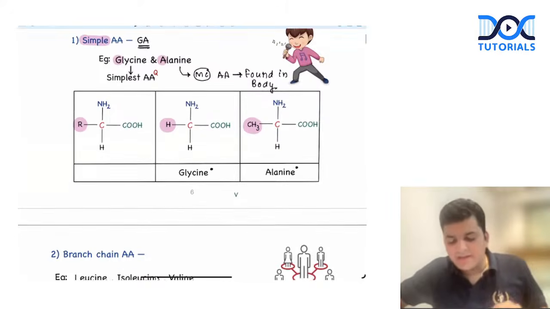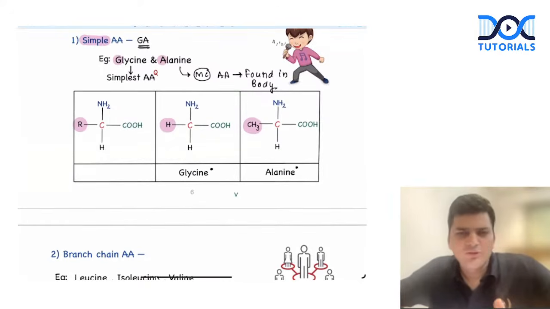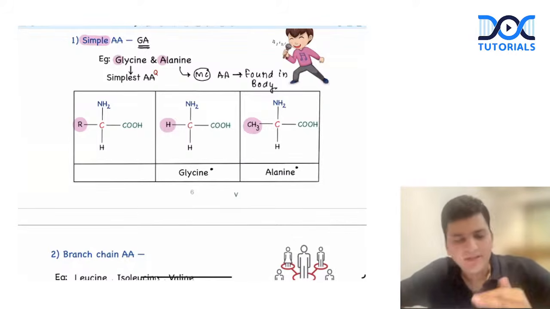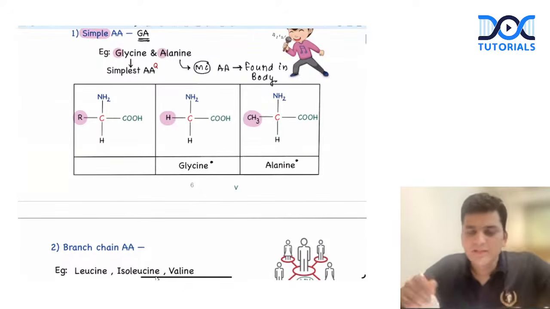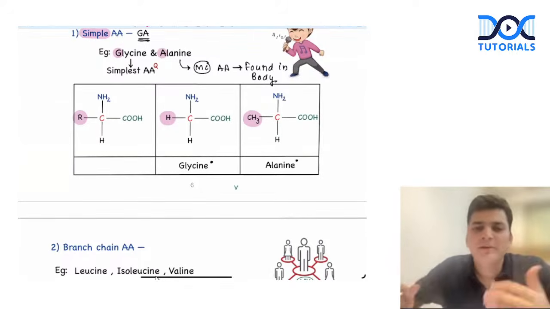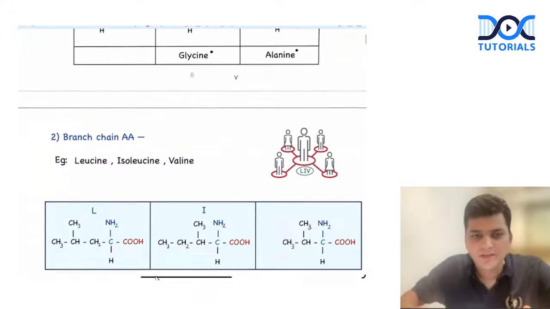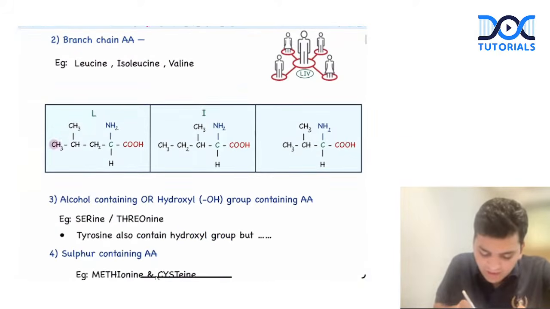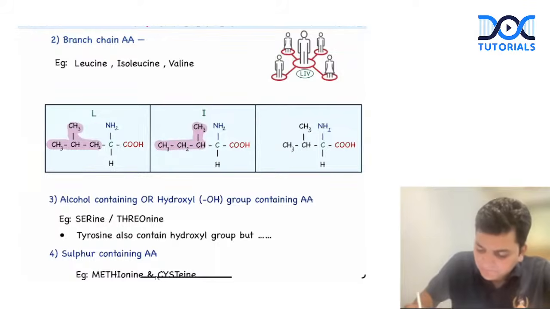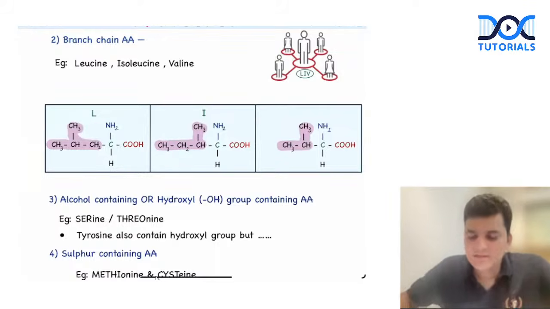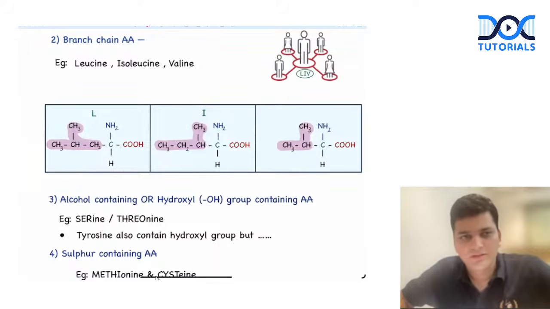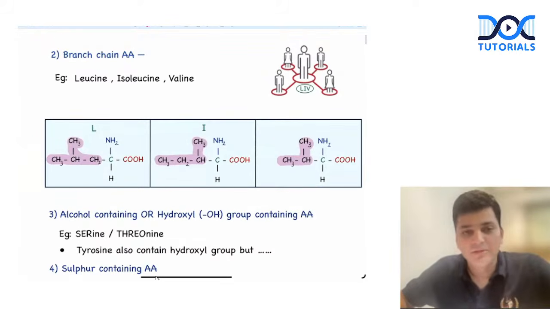These structures are not important for the exam. They are just to make you understand things. The second subcategory is going to be the branched chain amino acids. Branched chain amino acid means that the R group is replaced by a branched carbon chain. Here you can see that instead of the R group, we have a branched carbon chain. If that is the case, these are called the branched chain amino acids. The examples are leucine, isoleucine, and valine.